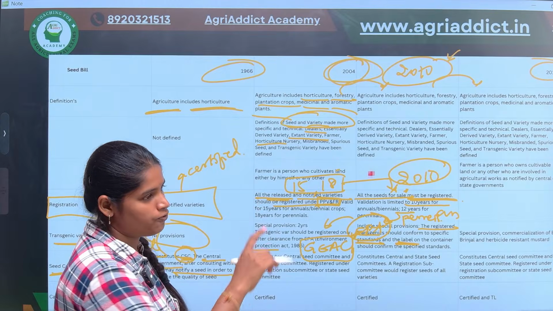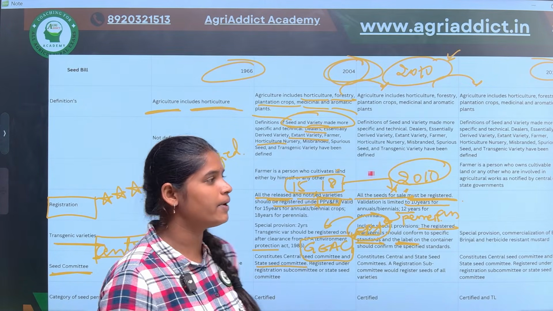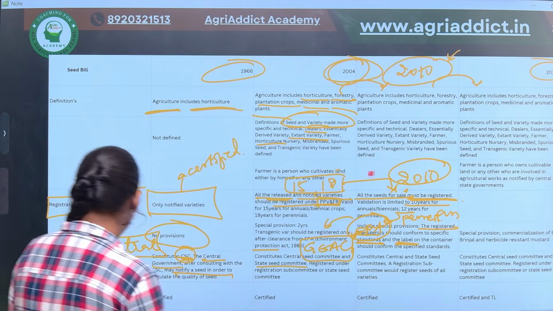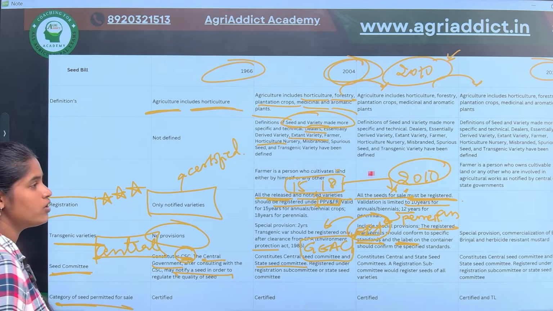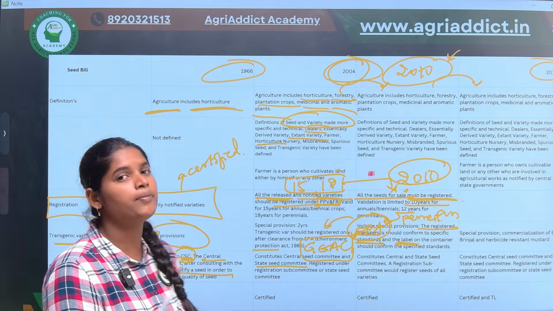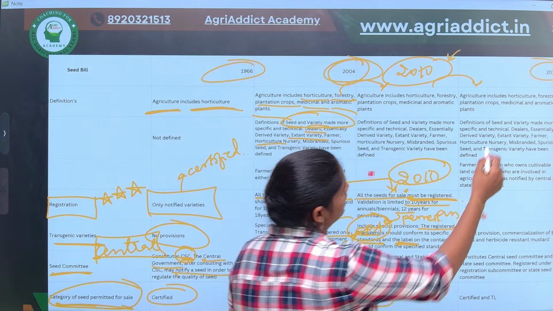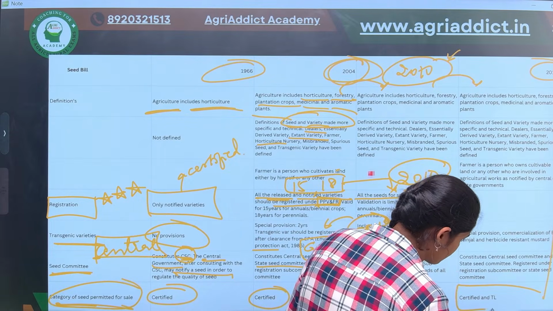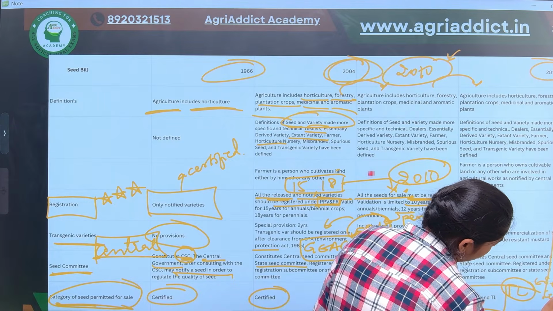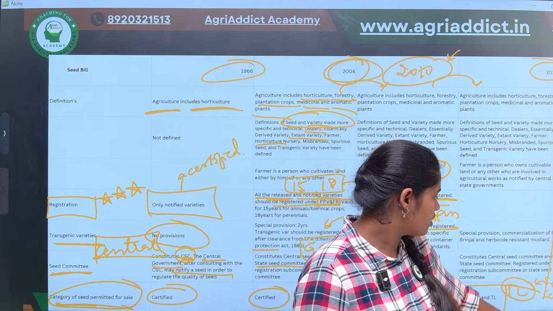So here in 2004, they have proposed that there should be a state seed committee also. There should be a separate central as well as state seed committee. Okay. In the 1966 Act, they have emphasized which category of seed can be permitted for sale. Only certified varieties, right? In 2010, remember this, certified as well as truthful labeling, that is self-certified, seed is also permitted for sale.